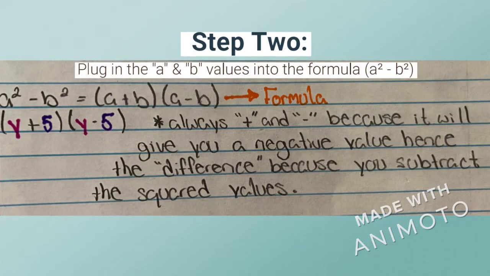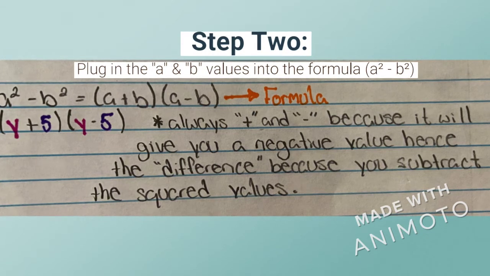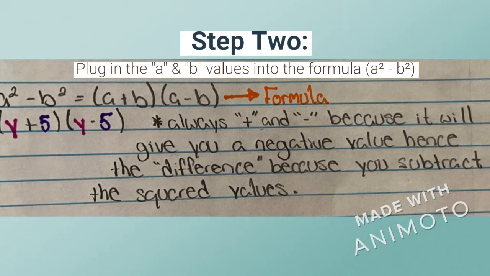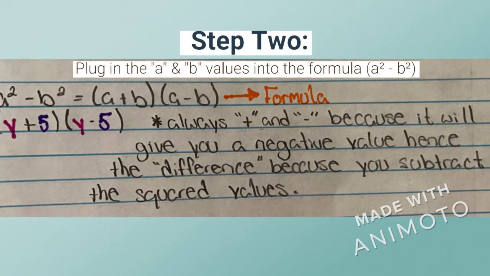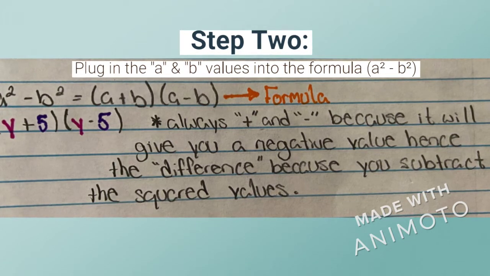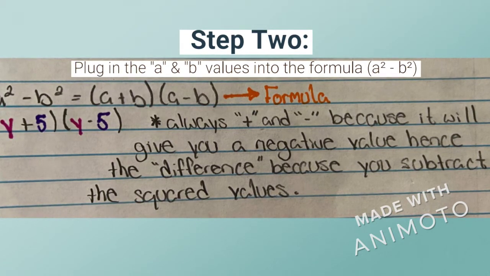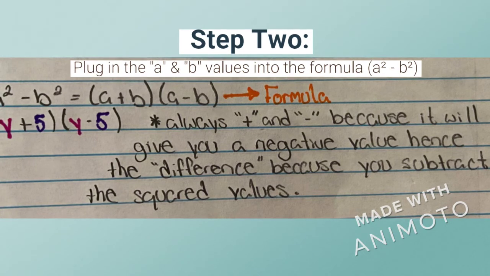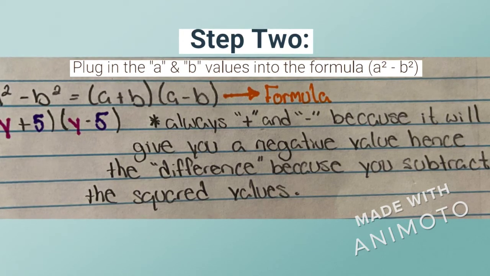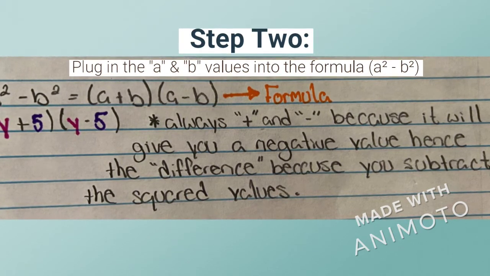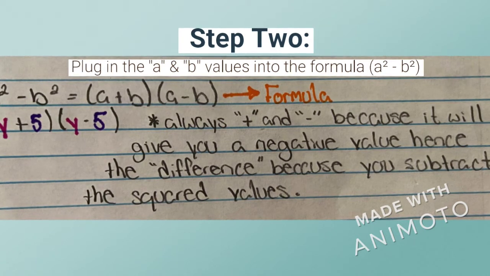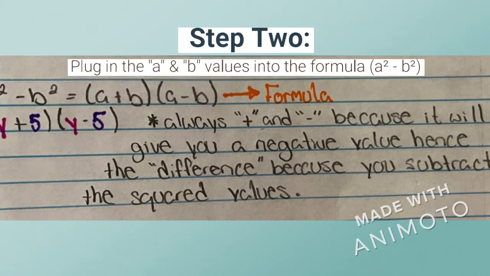Now that we have both our a's and b's, we're just going to go ahead and plug them into the formula. So our formula is a plus b times a minus b. So now we have y plus 5 times y minus 5. And it's going to always be plus and minus, because when you multiply, that's what makes the difference, giving you a number at the end.